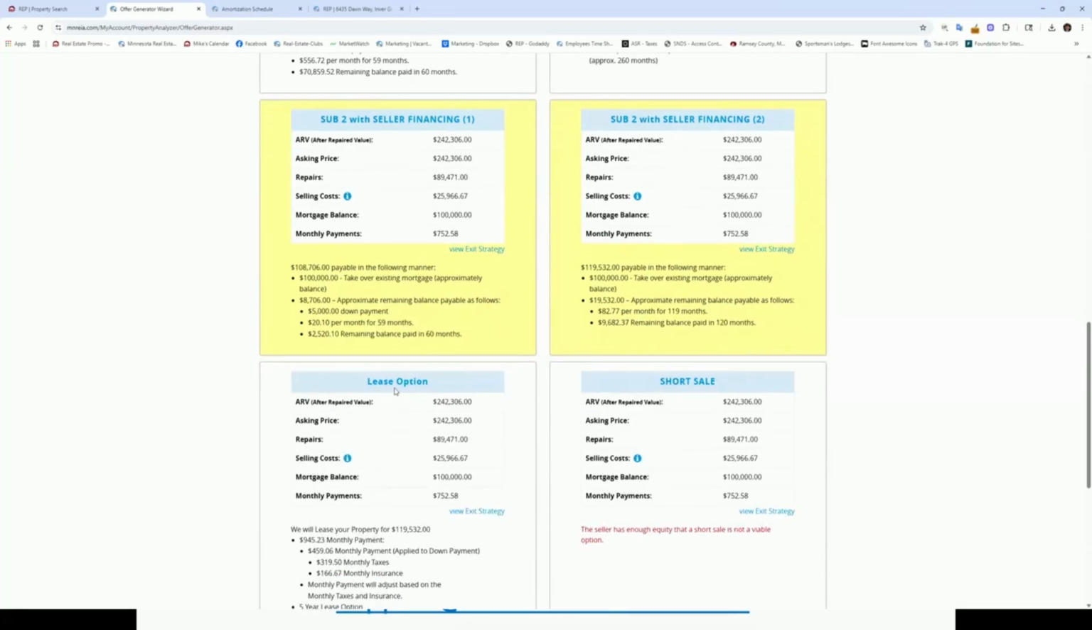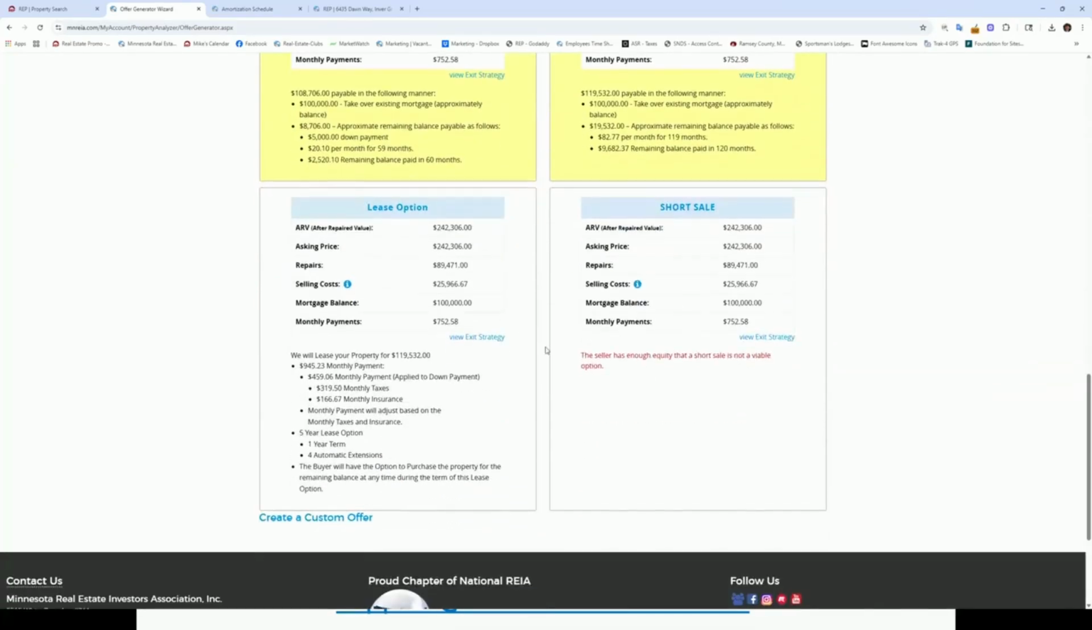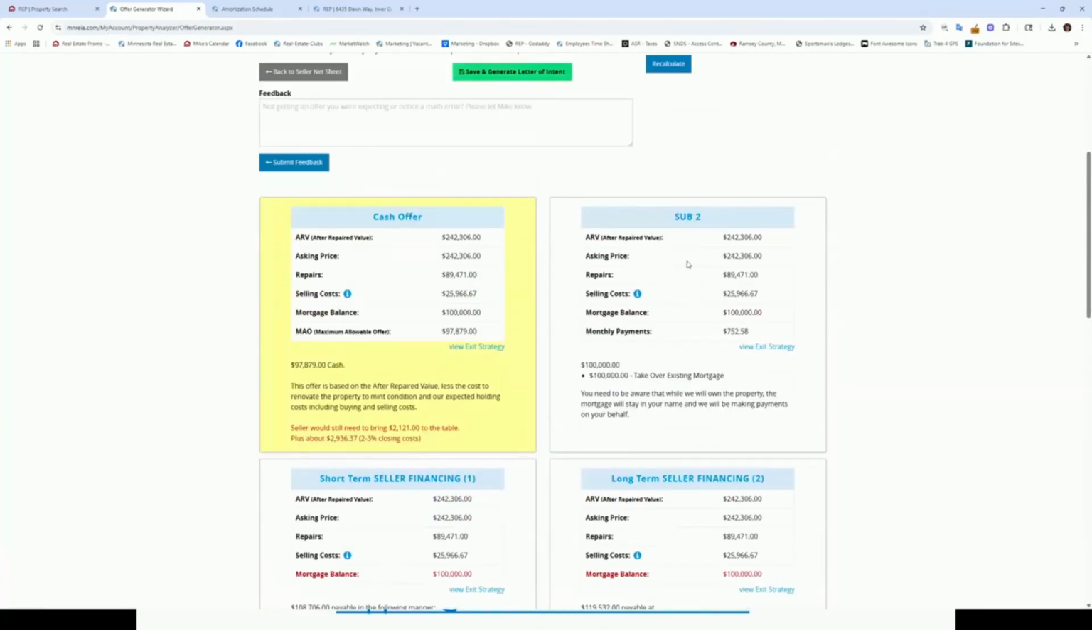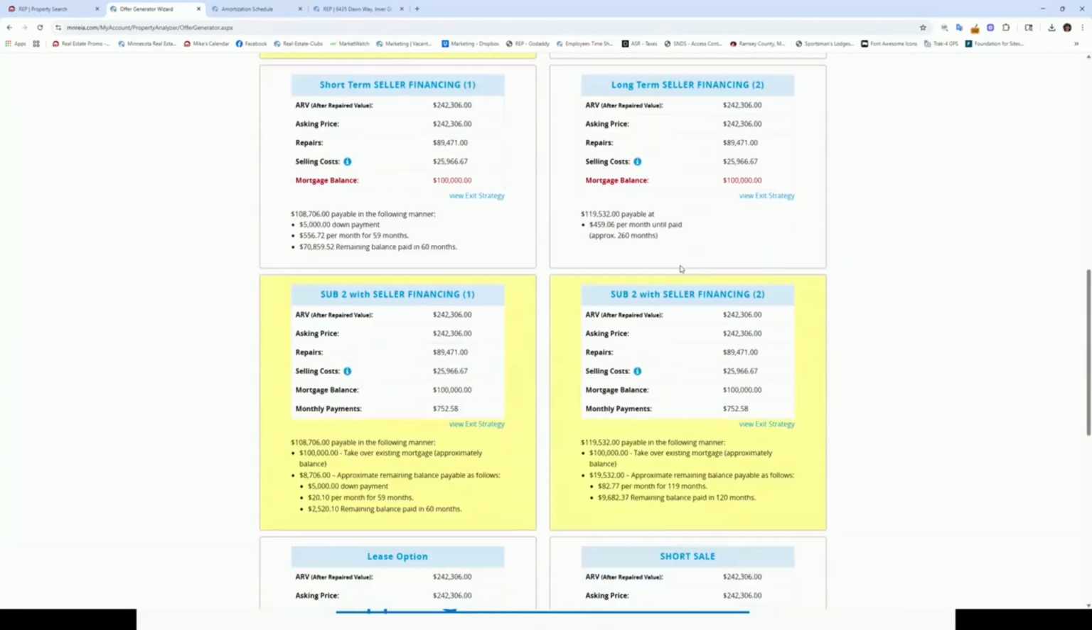Oh, there's also a lease option and a short sale. And the short sale usually comes up only when the seller is upside down dramatically. If they have very little equity, then it's usually going to be either a lease option or a subject to offer. Right, but here we got 3 different options, and each one of these have an exit strategy.